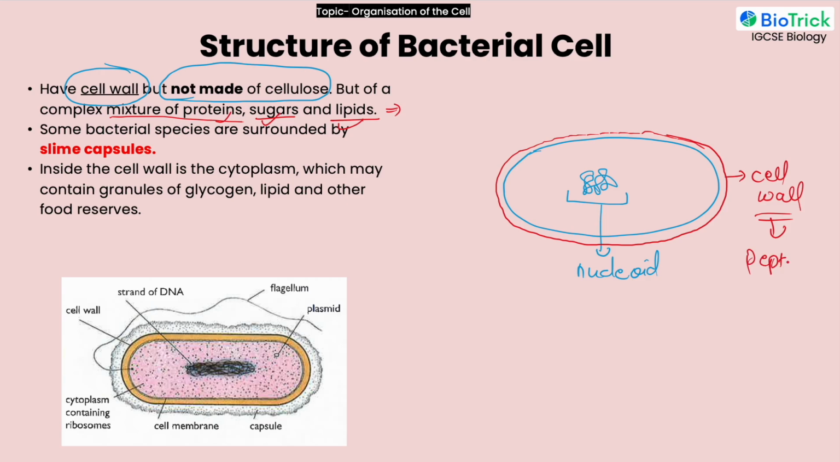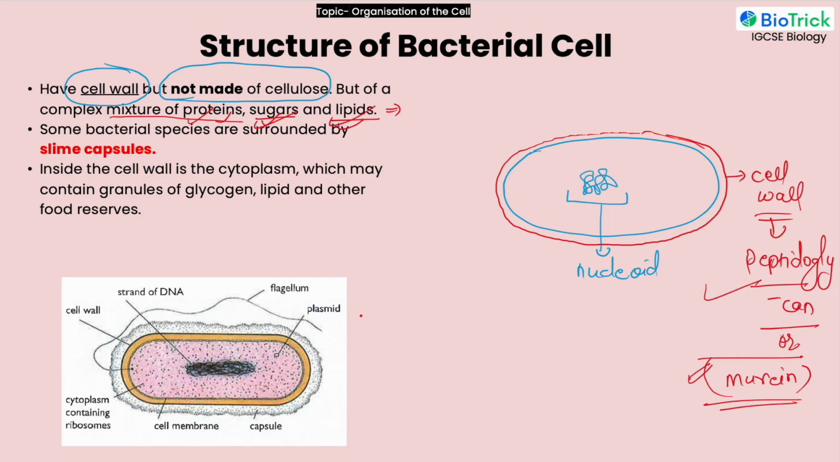In higher classes, you will learn that the cell wall is made up of peptidoglycan or murein. This is the compound which is made up of proteins, sugars and lipids. It is termed peptidoglycan or murein. But if we see the animal cell, does the animal cell have a cell wall? No. The cell wall is absent in the animal cell. Okay.